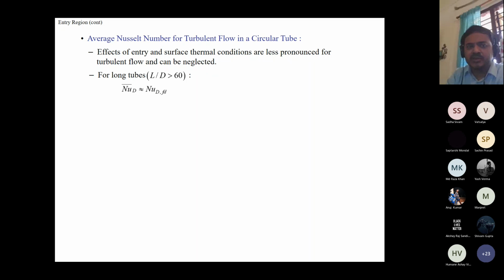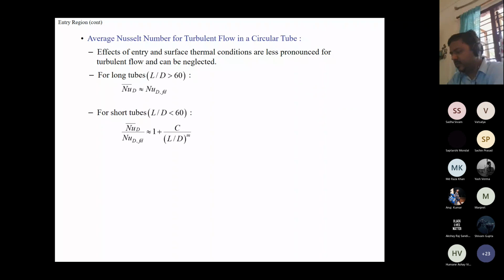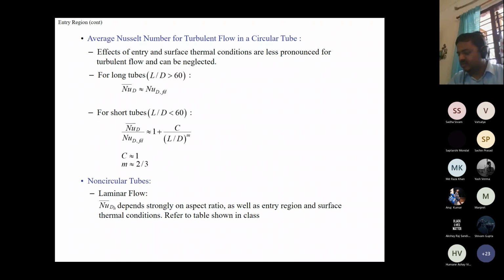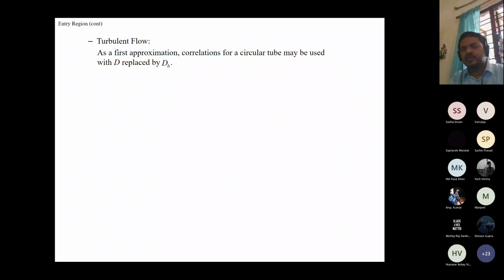For turbulent flow, the entry lengths are typically less and can be neglected, okay? And especially for long tubes where L by D is greater than 60, you can completely neglect the entrance effect. For short tubes, we sometimes apply a correction factor, C1 plus C by L by D. And this is a correction factor. So for non-circular tubes with laminar flow, we just refer to the table. But for turbulent flow, you can use the correlation for a circular tube, replacing D with the hydraulic diameter.